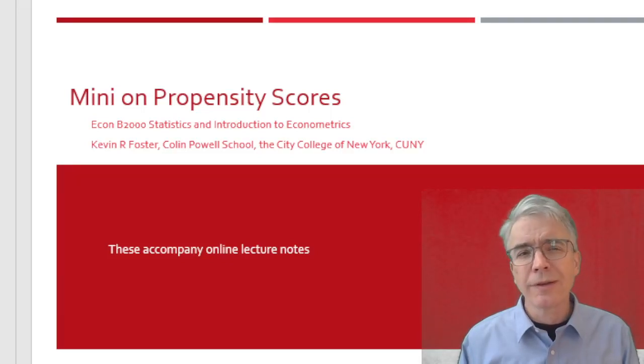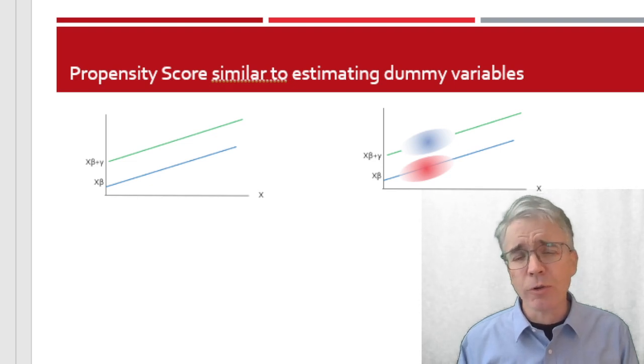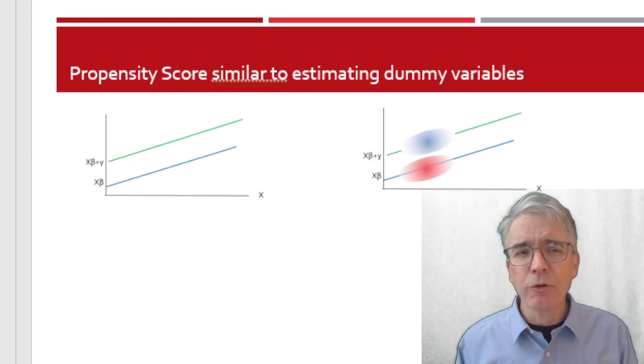Propensity scores, another common estimation procedure. It's very similar to estimating dummy variables. Here are some rough sketches. With dummy variables for two groups, we'd have these two parallel lines. The dummy only shifts the y-intercept.